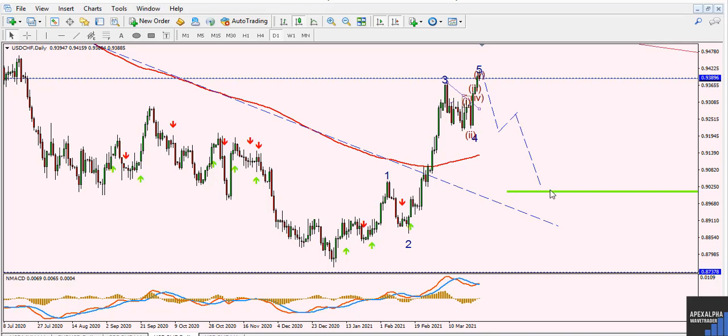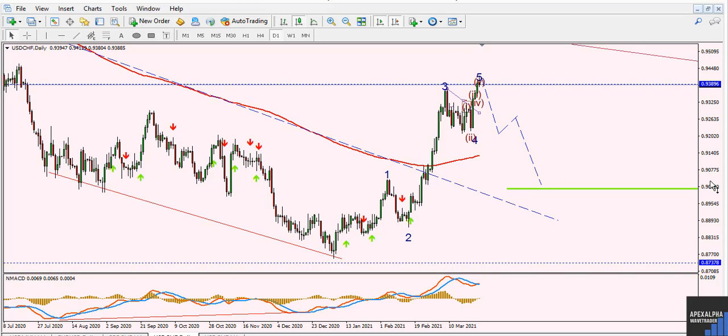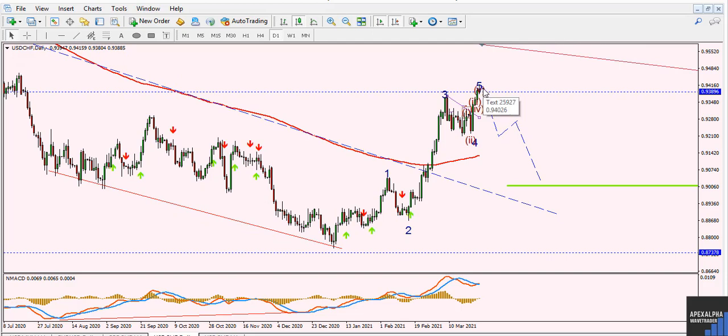Now, why did I bring it to this particular place? The reason is that I am basing it on this divergence. Because there's MACD here, you can see the divergence properly. So this is negative divergence. We should get a push to the downside eventually, but I'm not sure if this fifth wave has ended yet.